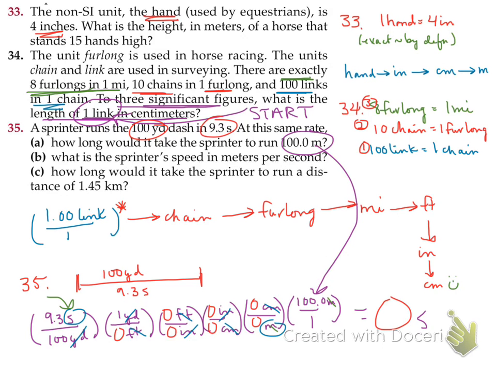Okay. 35, it's kind of a speed sort of problem. It says that this person can go 100 yards in 9.3 seconds and then asks an assortment of questions. So I'll leave that to you.